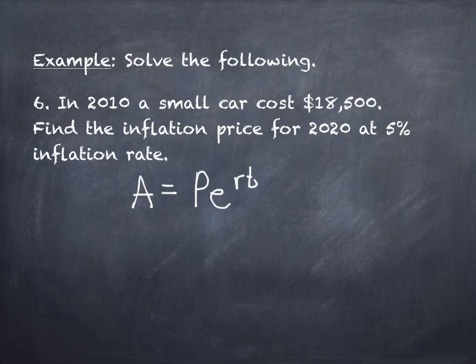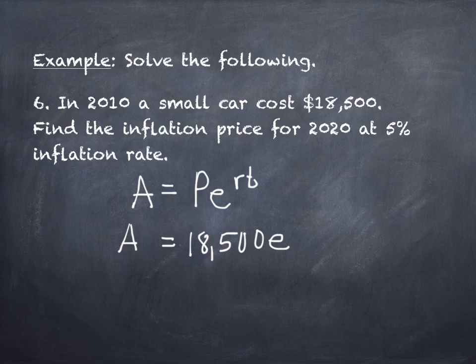All right, so we have $18,500. Is that the A or is that the P? That's P. That's the current price that we're paying in 2010. I know it's not 2010. I should probably change my slide. But that's the current price we're looking at. So this is the $18,500. And the A is what we're looking for because we're looking for the price into the future. What's going to happen? What's going to be the cost for the equivalent car then?